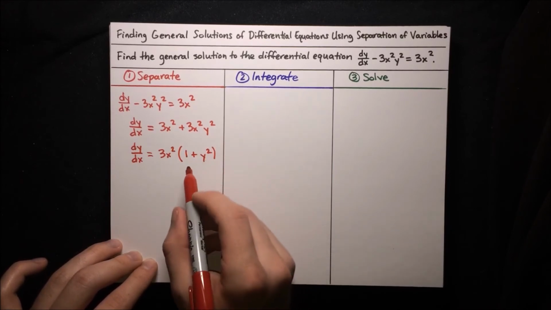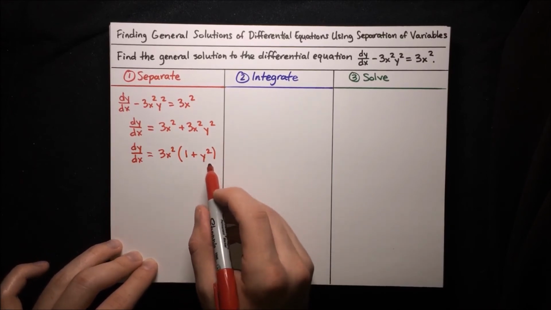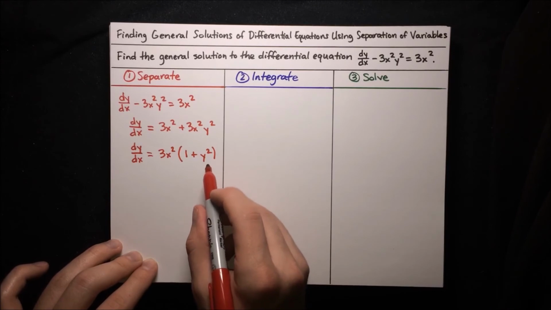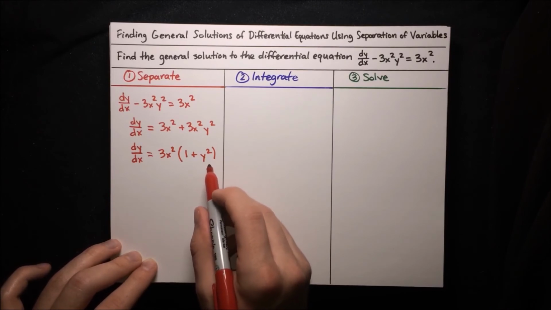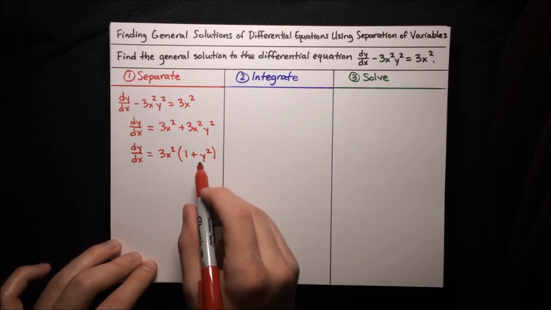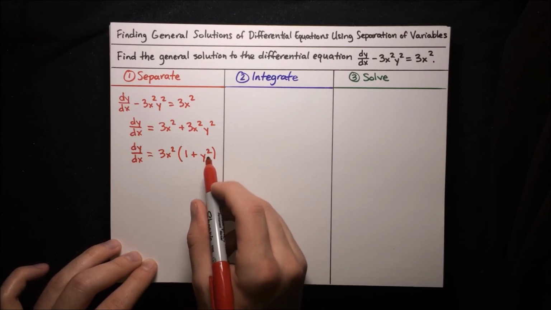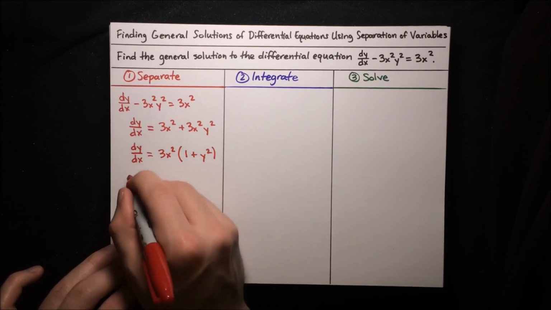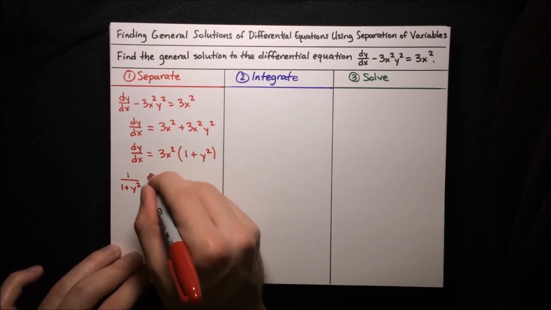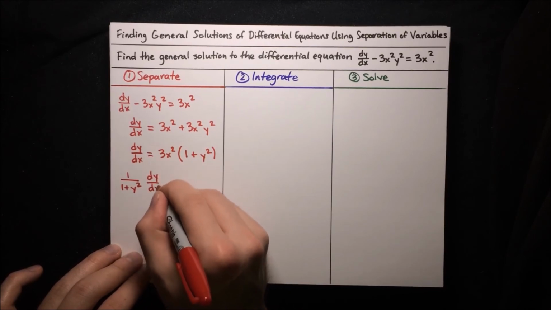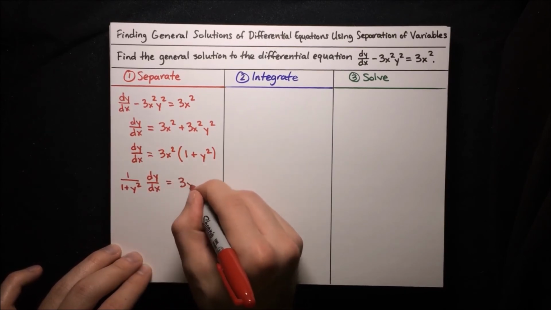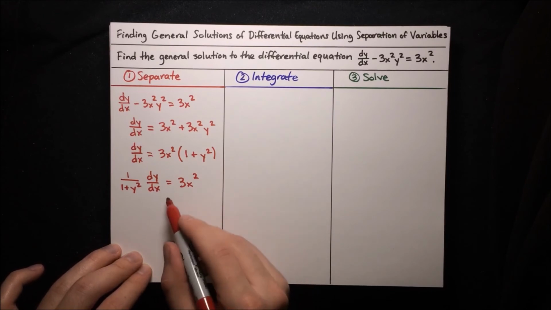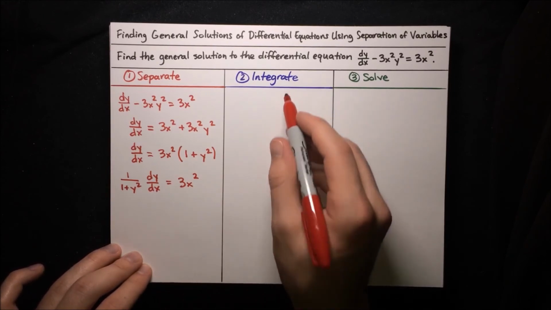And now we divide out by this 1 plus y squared. Again, remember, you should be cautious whenever you're dividing in case it could possibly equal 0, but in this case we're safe. 1 plus y squared is never 0 because y squared can never be negative to cancel out this 1. So divide it, you get 1 over 1 plus y squared dy/dx equals 3x squared, and here we go, it's properly separated. We are ready for the integration step.